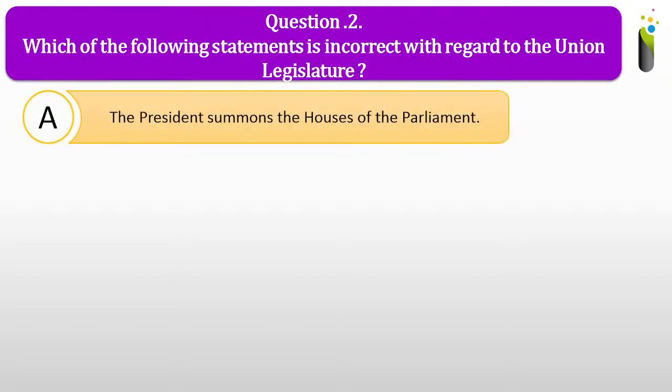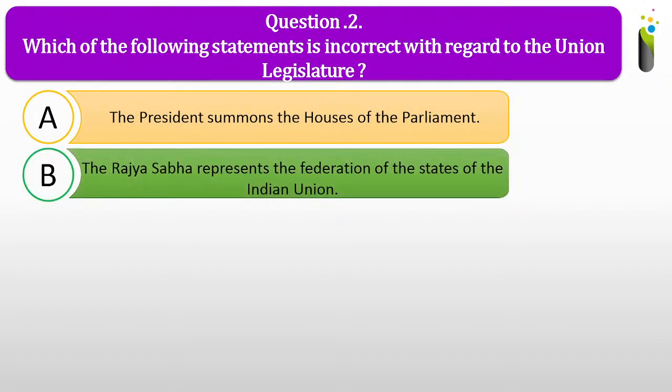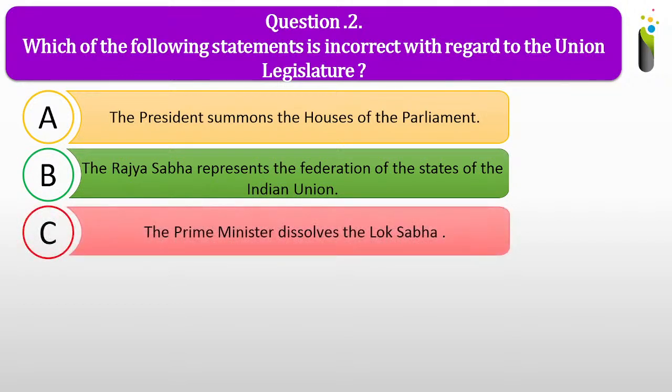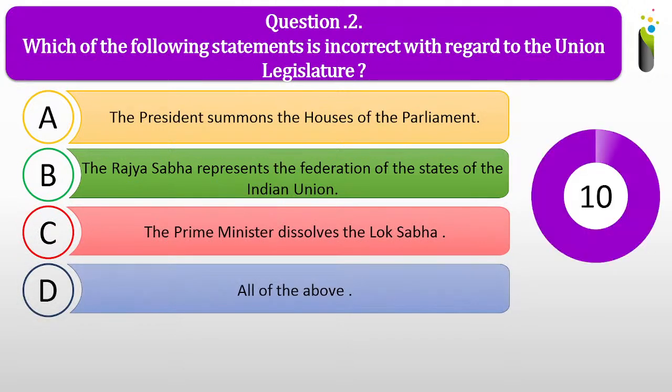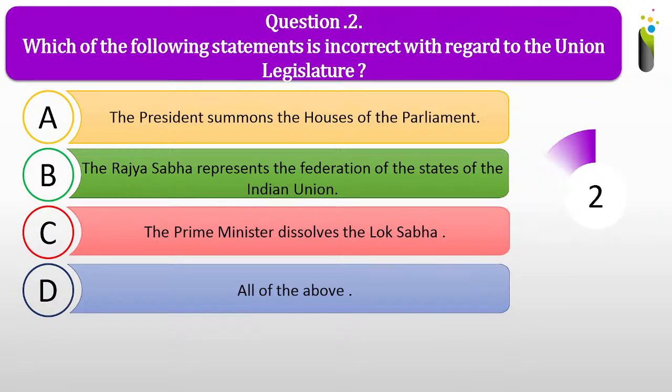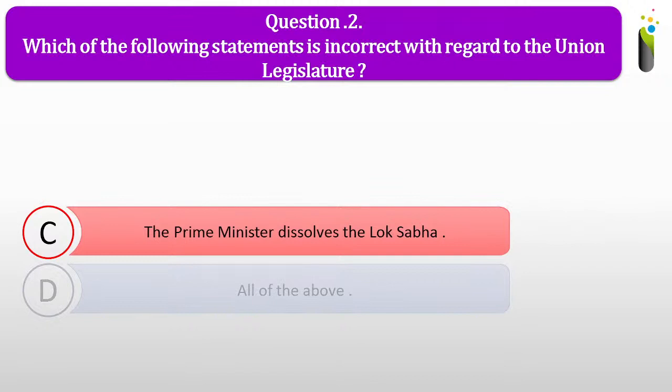A. The President summons the Houses of the Parliament. B. The Rajya Sabha represents the Federation of the States of the Indian Union. C. The Prime Minister dissolves the Lok Sabha. D. All of the above. You have to find the incorrect statement, that is, the wrong statement with regard to the Union legislature. So the Prime Minister dissolves the Lok Sabha is a wrong statement with regard to the Union legislature.